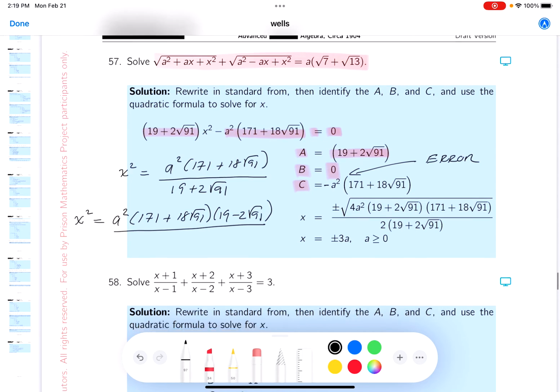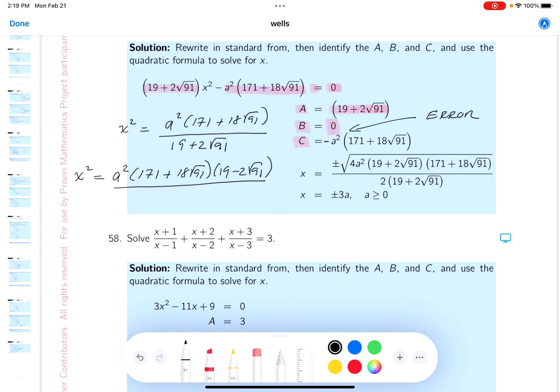Yeah, this is problematic, isn't it? By the way, the problem's also in the quadratic formula. That's a problem too. And at the bottom, what you get is 19 squared minus 4 times 91.